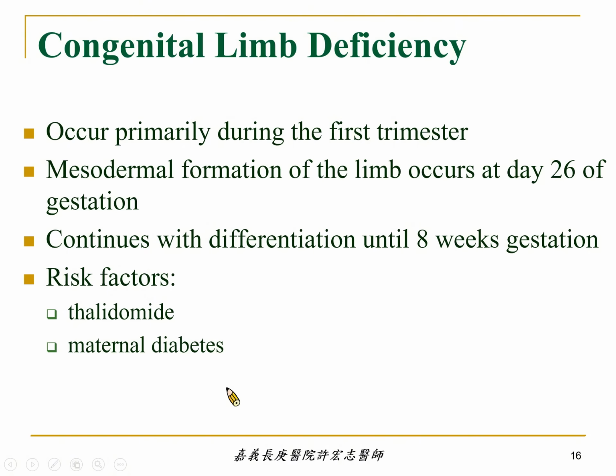And the third condition is what we call fetal alcohol syndrome. Why do we call it fetal alcohol syndrome? Fetal alcohol syndrome is not the fetus with alcohol, but the pregnant mother drinking too much alcohol during pregnancy. So we know that fetal alcohol syndrome can also cause some congenital limb deficiency, which I will demonstrate to you later. Okay.